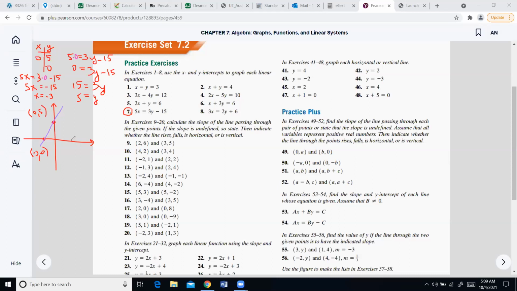So intersections with the axes, with the x and y axis, are very popular points because they clearly show what the line looks like. And to find them, all you have to do is plug in 0 instead of x and then 0 instead of y.